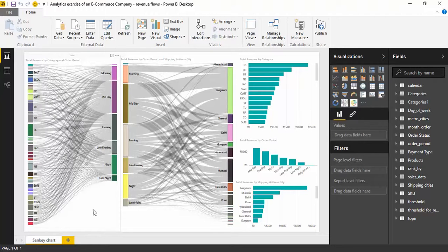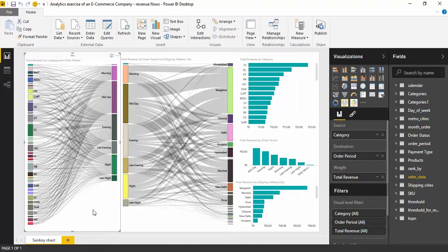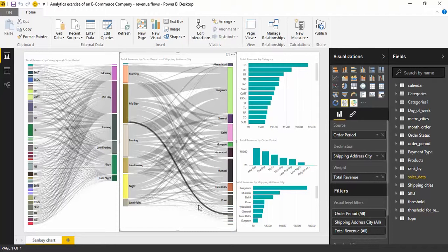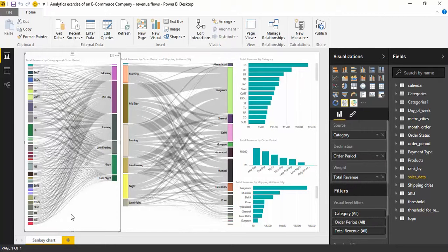I have two different Sankey Diagrams over here. One shows me the categories on the left hand side with the order periods on the right hand side. The other one shows me the order periods on the left hand side and the shipping address city on the right hand side over here. Now, what interpretation do I get from this?